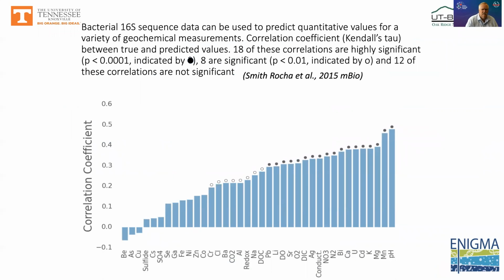The bacterial 16S sequence data using our SLiME model that was developed with the folks at MIT predicted with the 16S community structure 18 different highly significant correlations, including pH, uranium, cadmium, potassium, magnesium, etc. And then there were 8 significant parameters also, aluminum, chloride, and that sort of thing. But there were 12 that weren't significant at all.